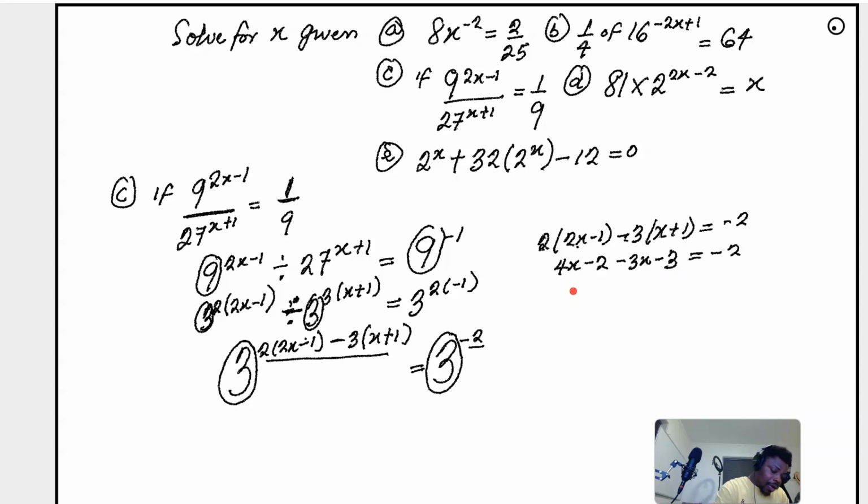Let's take all the values with x on one side, on the left-hand side, okay? And let's take all the values that is not having x to the right-hand side. So you take this one and you take this one to the right-hand side.